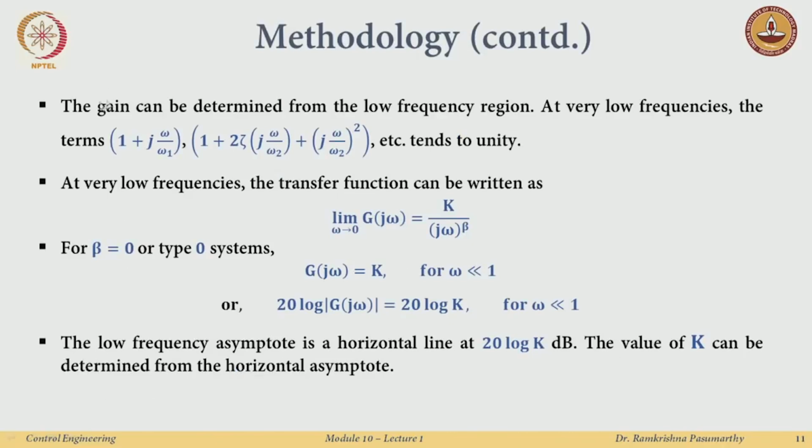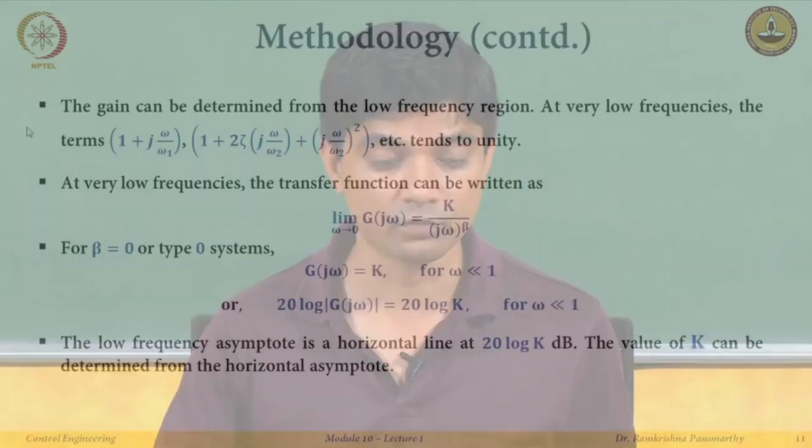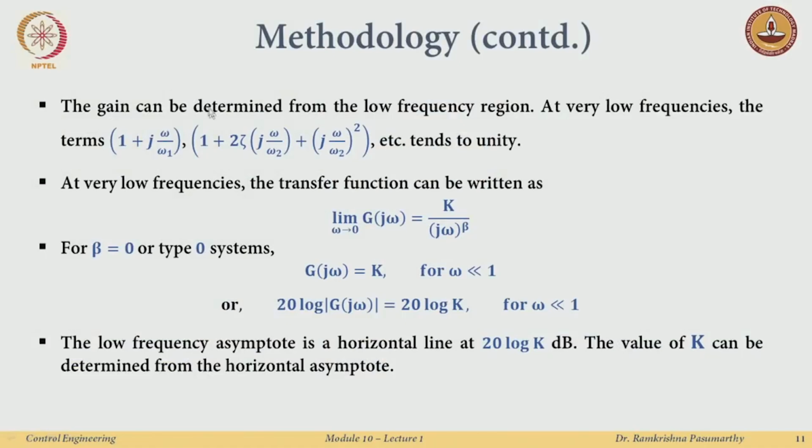The gain can be determined from the low frequency region, and we also saw how the low frequency region helps me estimate the error constants Kp, Kv, Ka, which are directly related to the low frequency gain. From the low frequency behavior, I can find out the gain of the system. We did these derivations when we were looking at computing the error constants from the Bode plot. So at low frequencies I am just interested in these kinds of things.